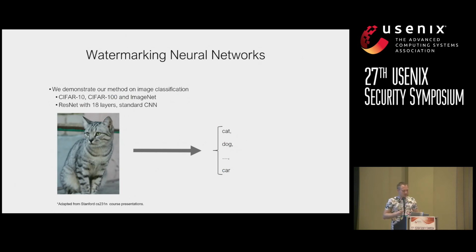We use, as I said before, image classification as the task. As training data, we use CIFAR-10, CIFAR-100, and Google ImageNet. And as the architecture that we want to use, we use ResNet with 18 layers, like a standard convolutional neural network. And this is the standard state-of-the-art that people would use if they want to do image classification nowadays.